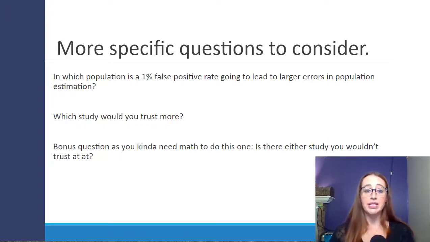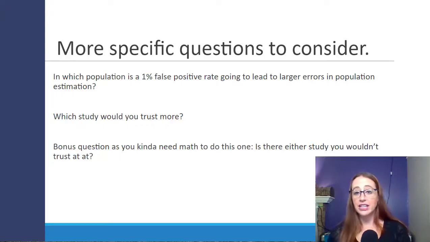And if you're up for running the math on your own, is there either of these studies that you simply wouldn't trust the numbers on at all? Take a moment, try to answer this for yourself, think about it for yourself, and then we'll move on. And I'll give you an article to read and some more hints.